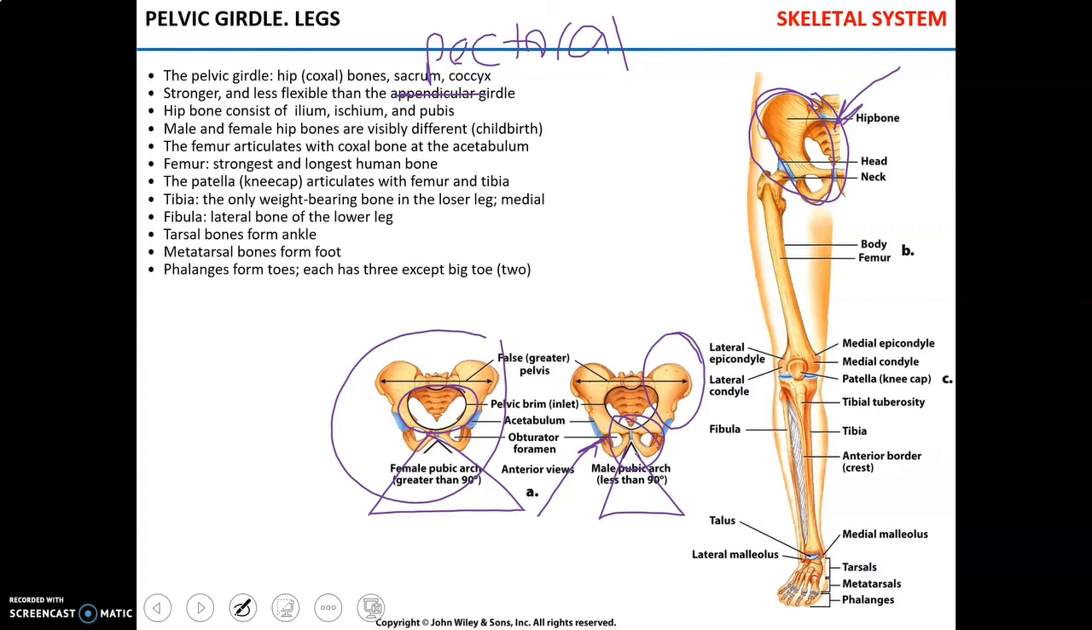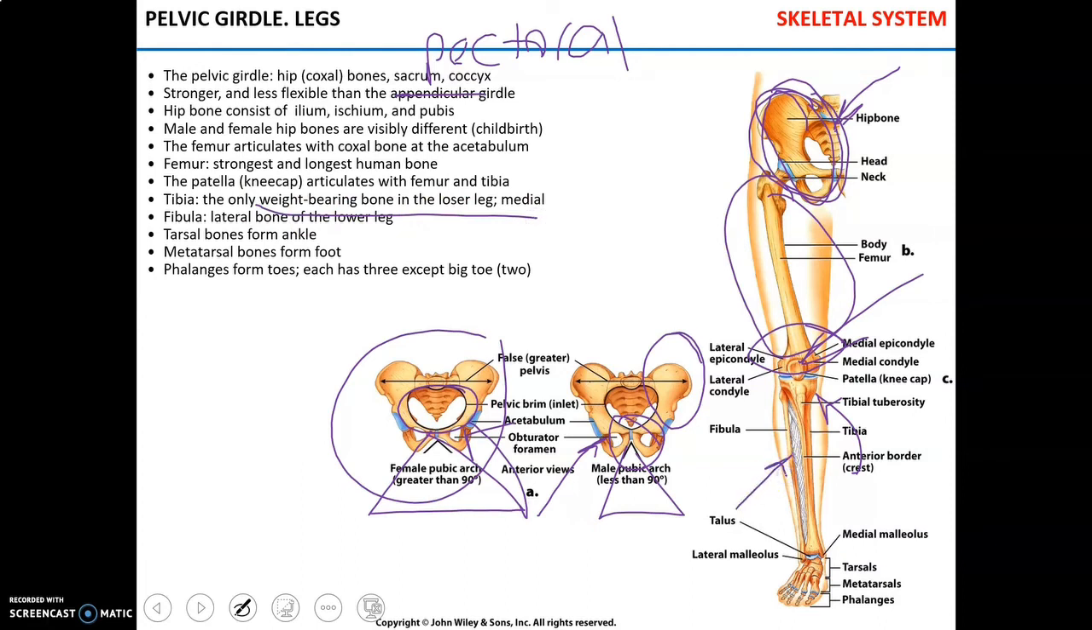Now, the femur, the bone of the upper leg, the largest, strongest and longest human bone, articulates with the coxal bone at the acetabulum, forming a hip joint. At the distal end, the femur articulates with the tibia and patella. The patella is your kneecap, and the tibia in the lower leg is the only weight-bearing bone. The tibia is medial, while the fibula is lateral.